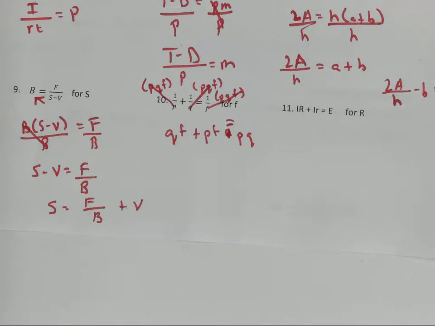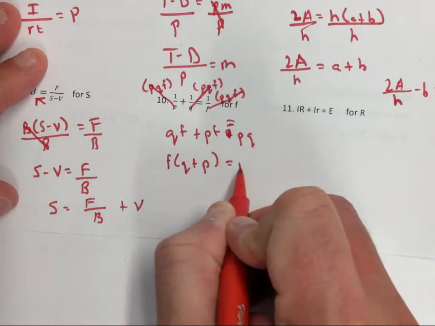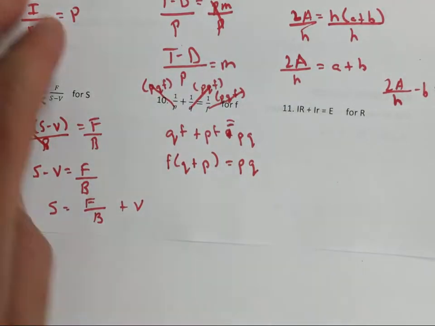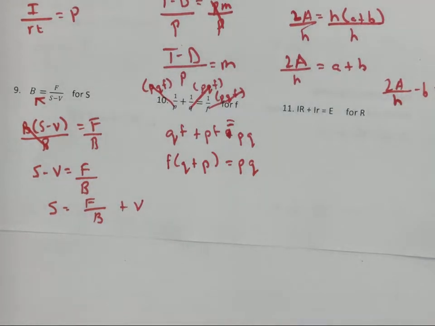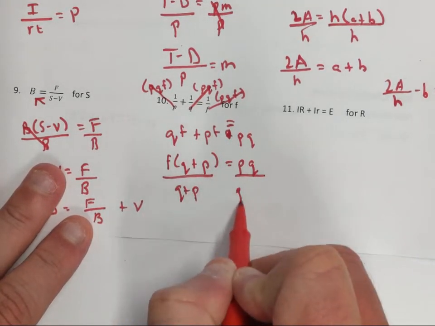So I want to solve for F. What I'm going to do first is factor out an F there. GCF. Now, how could I get F by itself? Divide both sides by what? Q plus P. And that's your answer.